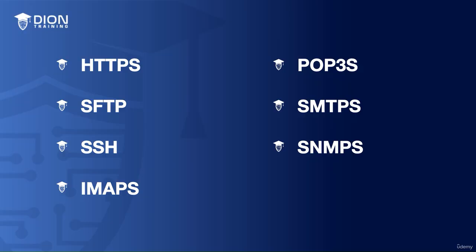So remember, you should always opt for secure protocols that provide encryption, especially when transmitting sensitive data or over an untrusted network like the internet. Protocols like HTTPS, SFTP, SSH, IMAPS, POP3S, SMTPS, and SNMPS all rely on encryption as part of their protocols to ensure your data remains confidential while being transferred over a given network.